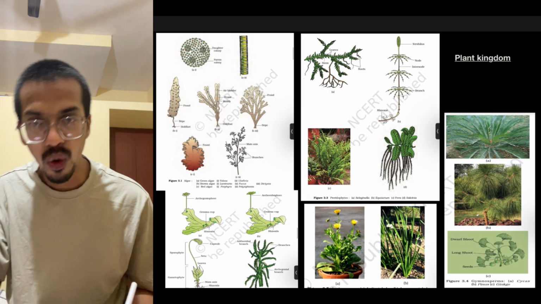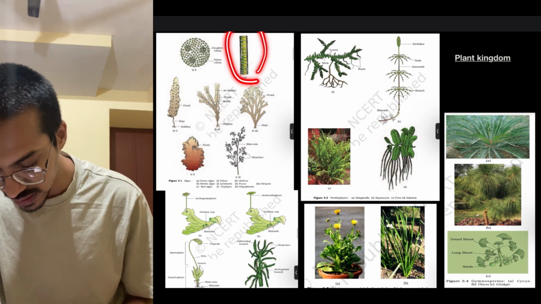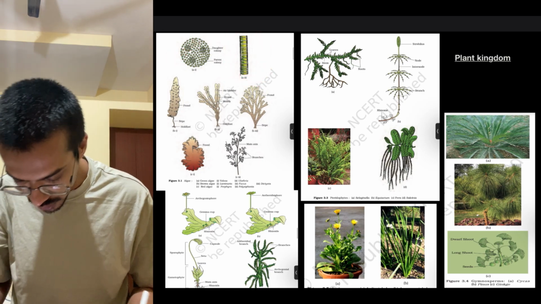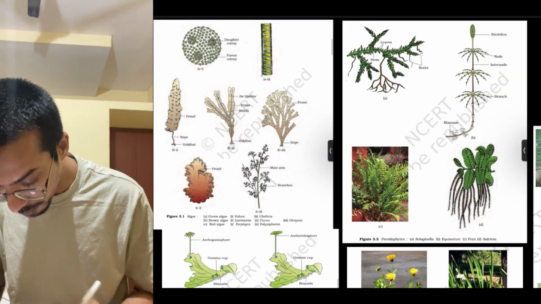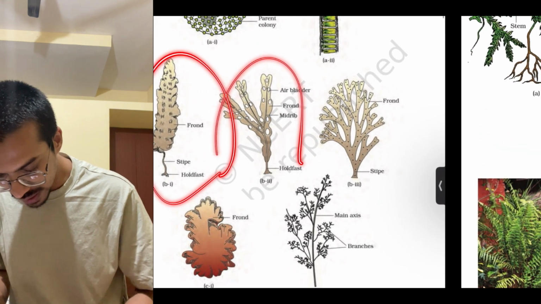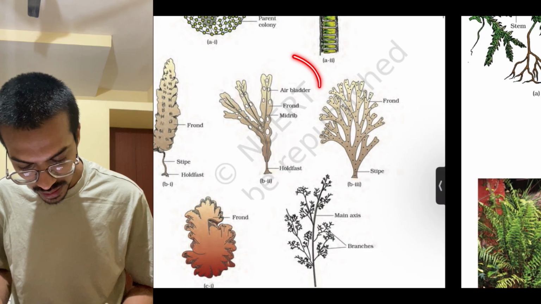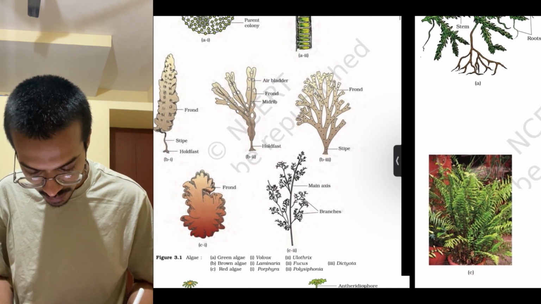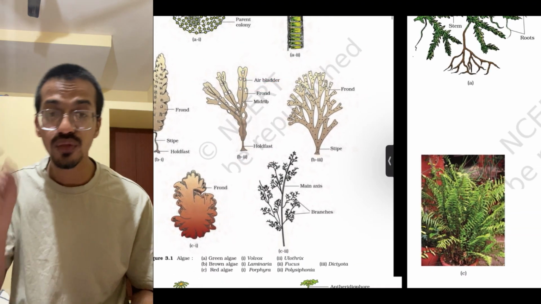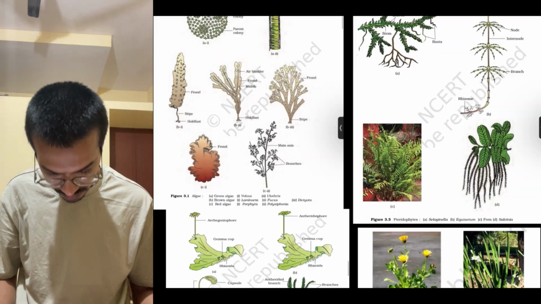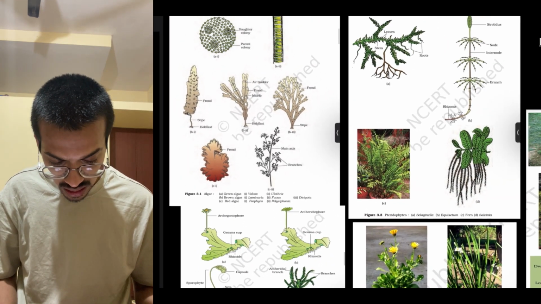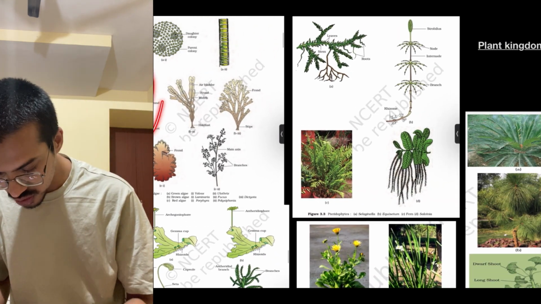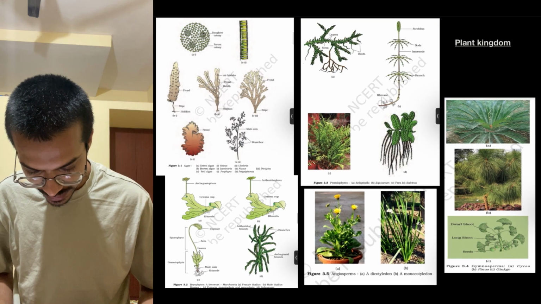In the Chlorophyceae you have Volvox, which acts as a colonial form. This is a long filamentous form, Ulothrix. Then in the case of brown algae, you have these 3 examples. Very important is that in this example, that is Laminaria, it has air bladders which provide its buoyancy. Coming back to the other examples, the first one is your brown algae.